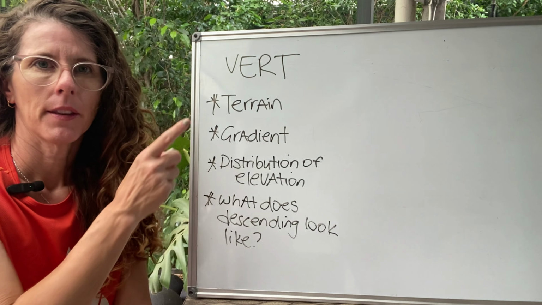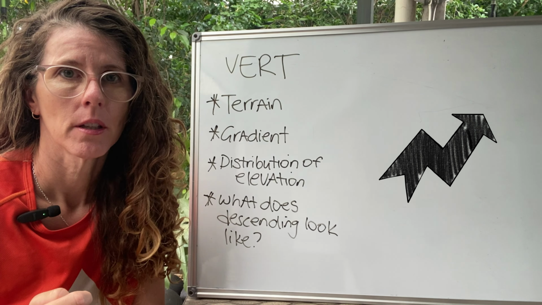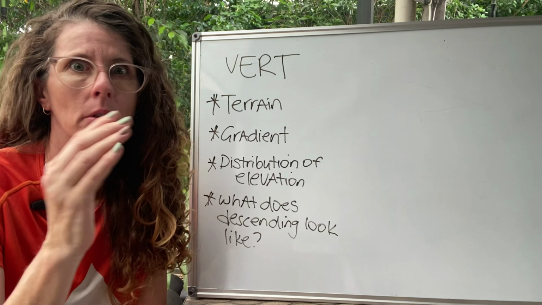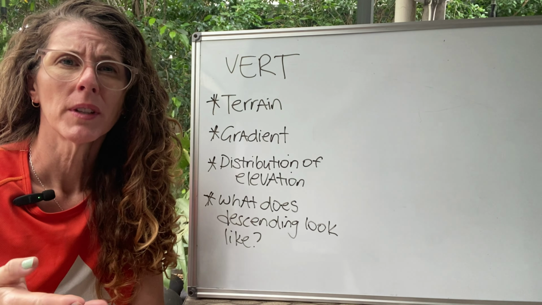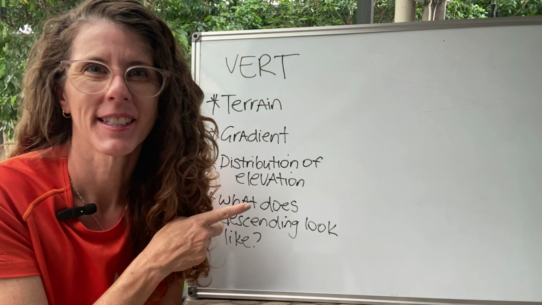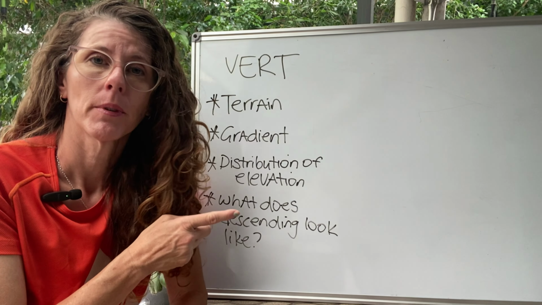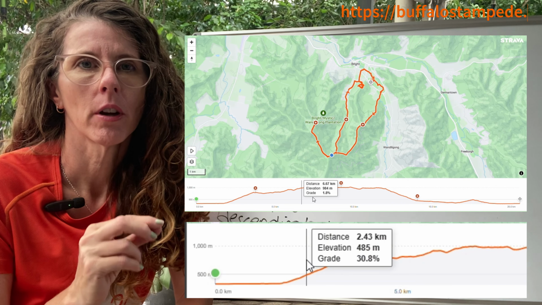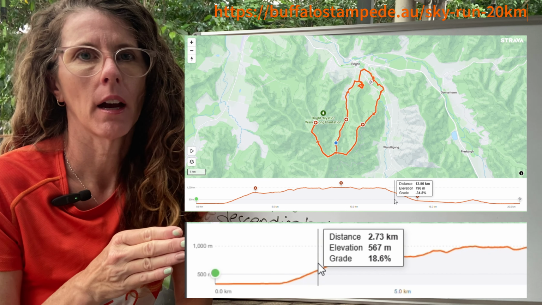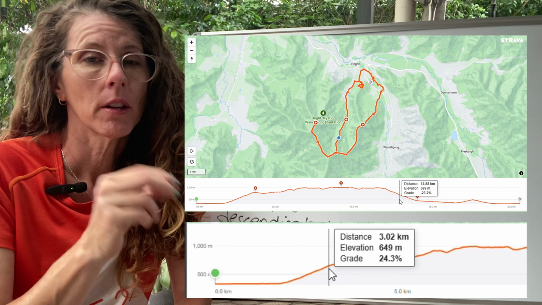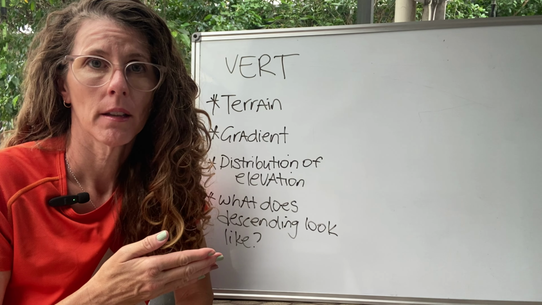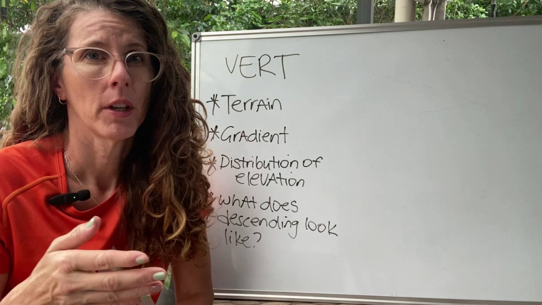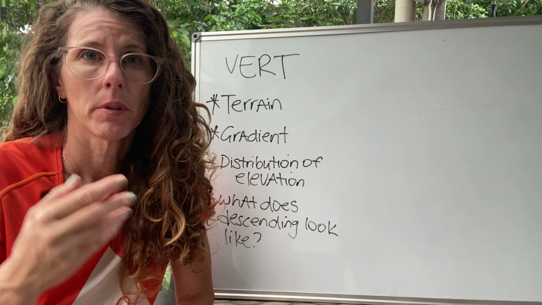Next, you want to think about the gradient of your climbs. How short and sharp or long and sharp are your climbs? So that's the gradient. It's really helpful when we've got race websites like this one here, Buffalo, where you can just hover over and you can very easily work out the gradient of the climbing and the descending, because descending is very important.